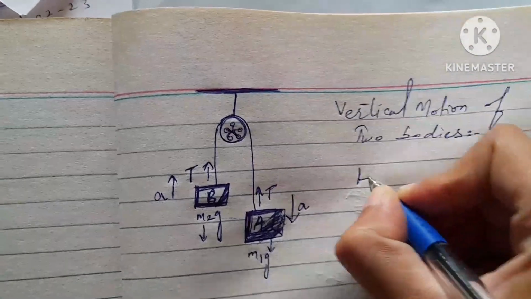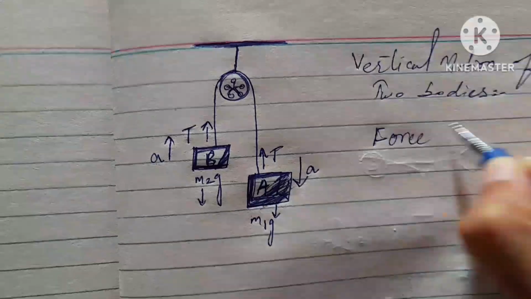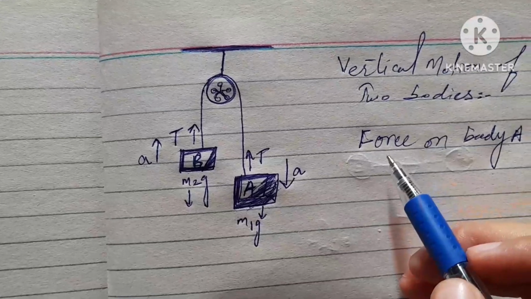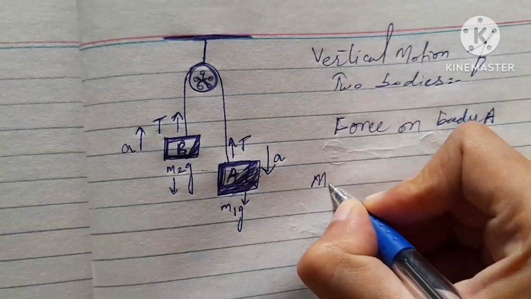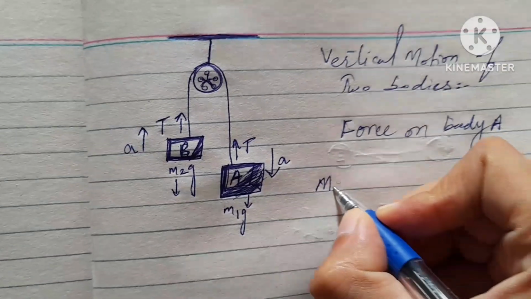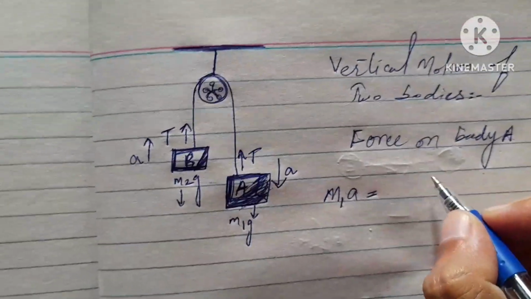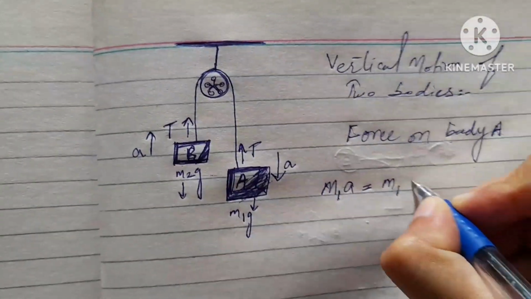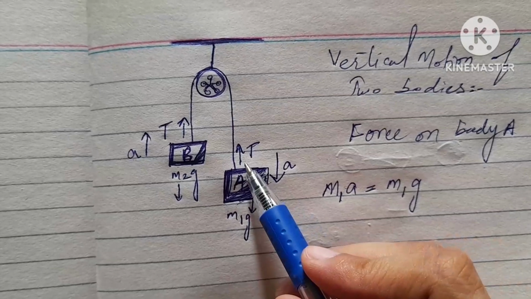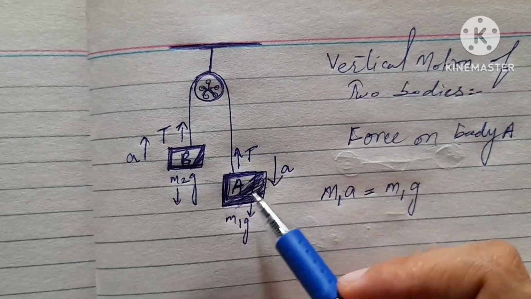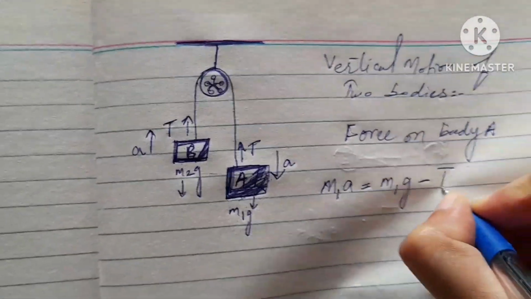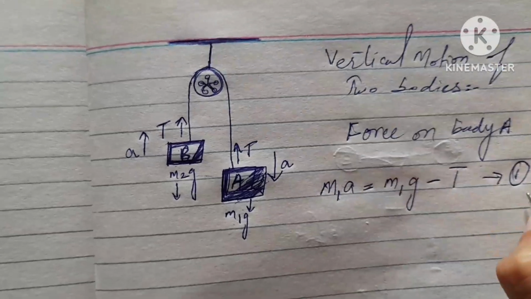First of all, we solve the force on body A. As we know that force is equal to ma, for body A, m1a is equal to the net force, the sum of all forces: the weight, and the other force acting on body A is tension T, which is in the upward direction. Both are opposite, so we take minus T, and we call this equation 1.